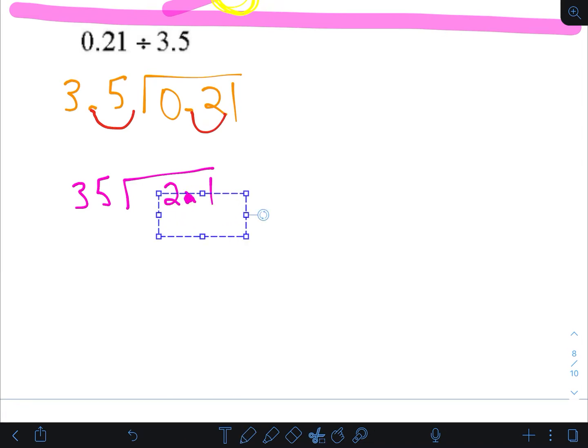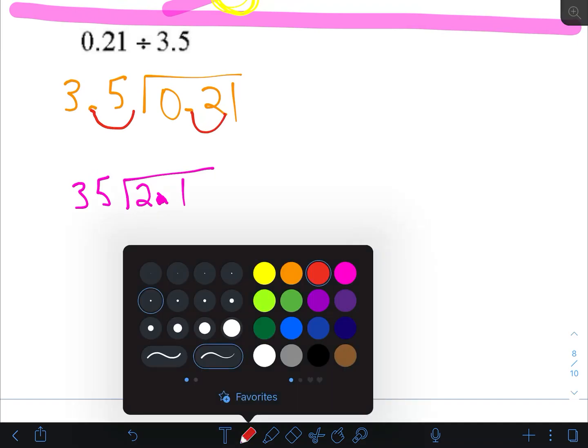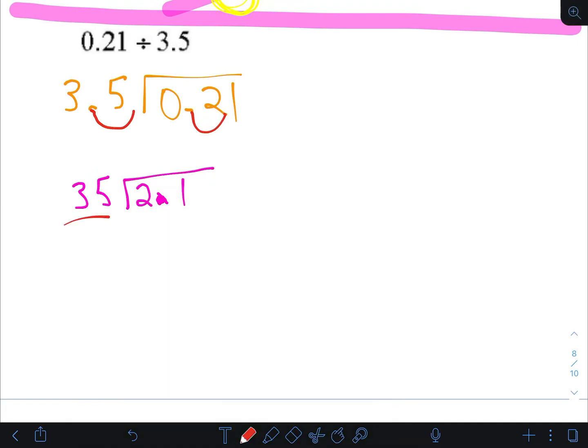Just going to move it over a little bit to get it set up nice and pretty. So now, does 35 go into 2? It does not. We bring up the decimal point. Does 35 go into 21? Well, it does not. Man, what do we do? Oh yeah, we add another 0. Does it go into 210? I'm sure it does. I don't know what it is though.